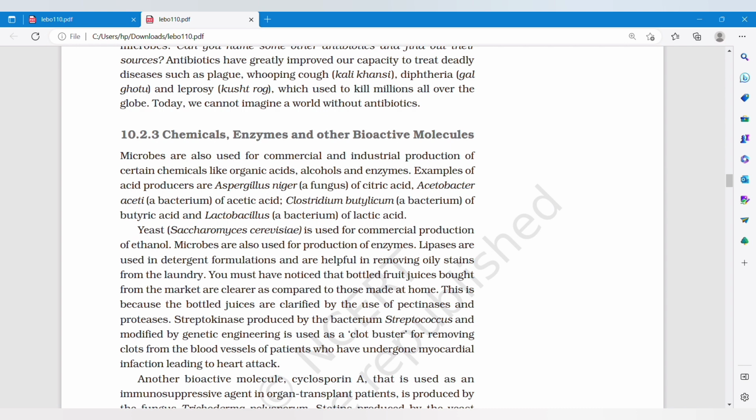Microbes are also used for production of enzymes. Lipases are used in detergent formulations and are helpful in removing oil stains from laundry. You must have noticed that the bottled juices bought from the market are clearer as compared to those that are homemade. This is because the bottled juices are clarified by the use of pectinases and proteases. Streptokinase produced by the bacterium Streptococcus and modified by genetic engineering is used as a clot buster for removing clots from the blood vessels of patients who have undergone myocardial infarction leading to a heart attack.